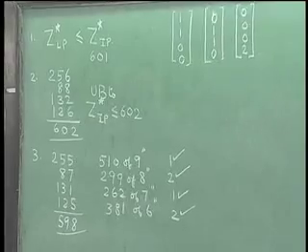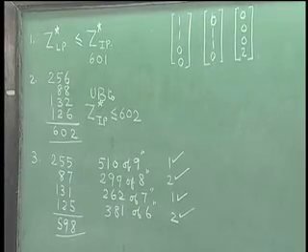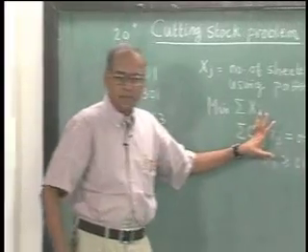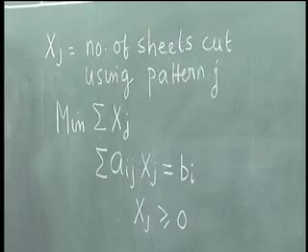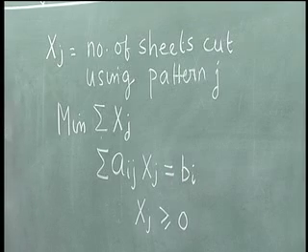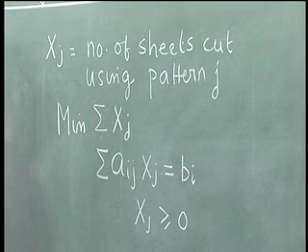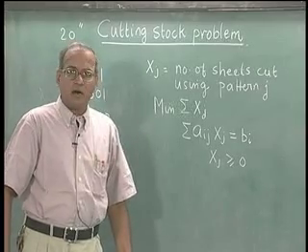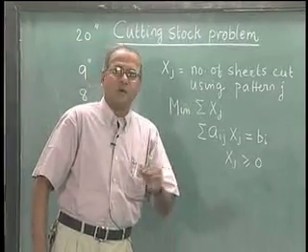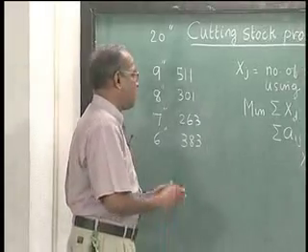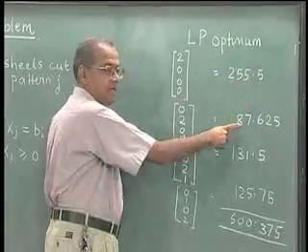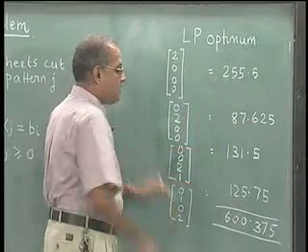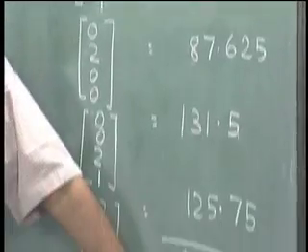Second part of the discussion on the cutting stock problem is to actually solve this LP and use the ideas of column generation, where we do not store every possible pattern. Instead, we generate patterns depending on the state of the solution. So, we will now look at the second part, where we actually try and solve the LP to get this solution 255.5, 87.625, etcetera, with 600.375. So, we will look at that.